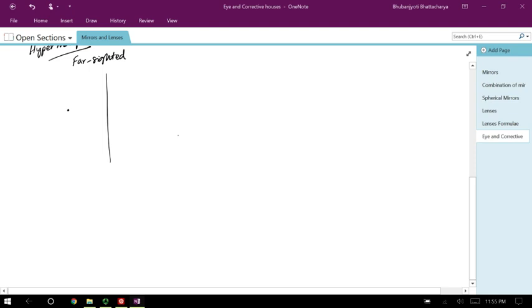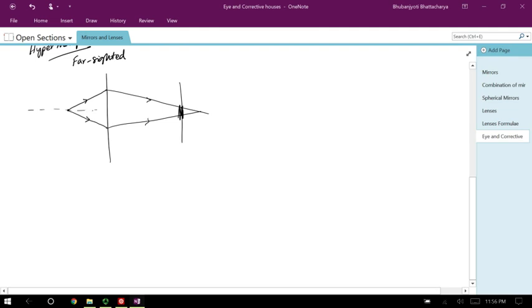So objects that are close by are not converging fast enough. Objects that are close by have diverging rays coming from them, and so they're not converging fast enough, meaning that they converge further out behind the retina. So if they converge behind the retina, again, you can't see them, or you will see them, but you will see sort of a blurry image over here, right? Because they're not converging properly.